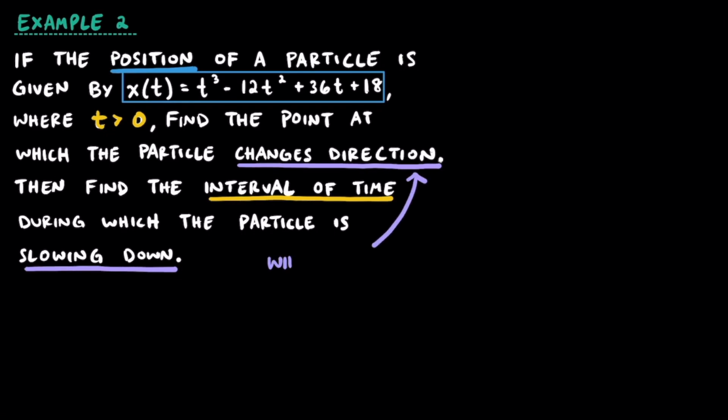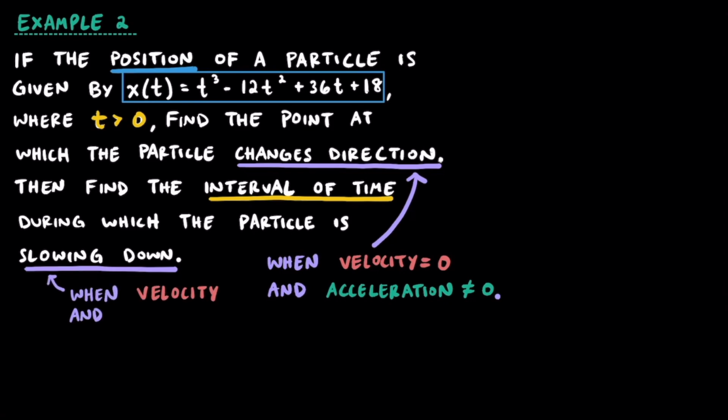When they ask us about when the particle is changing directions, remember that this is when the velocity is equal to 0 and the acceleration is not equal to 0. What about finding the interval of time when the particle is slowing down? Do you remember when that happens? If you were thinking that that was when the velocity and acceleration have opposite signs, then great job. And if you had no idea or you simply forgot, no worries, you can always scroll back to the beginning of this video and check out each of those circumstances.